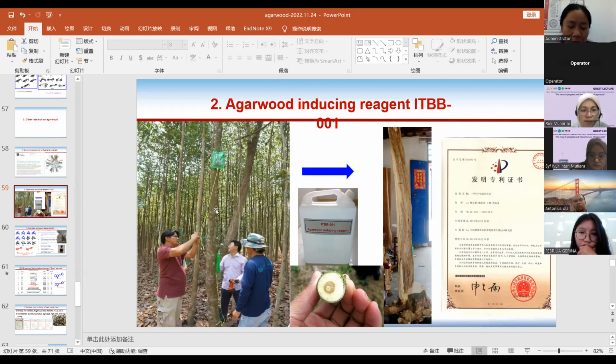So before, a very long time ago, people just used an axe to cut the agarwood tree. It means just make the tree hurt, so that place will grow agarwood. So this is artificial agarwood, which means produced by the influence of people.